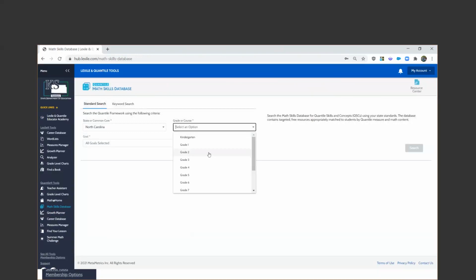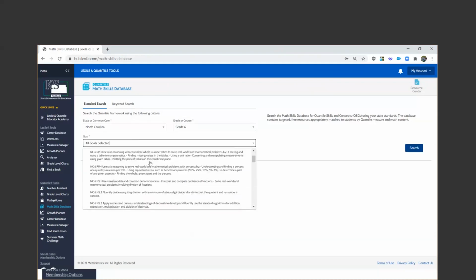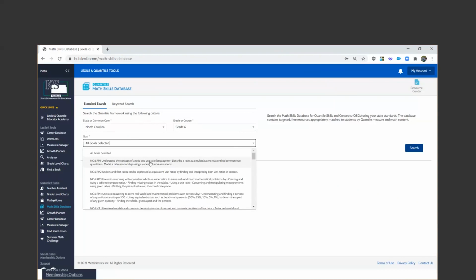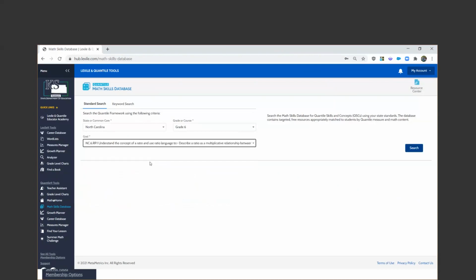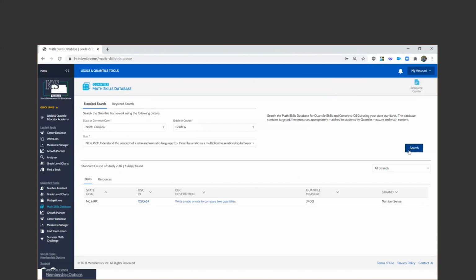So within the Math Skills database, you'll notice I first identify my state, in this case, North Carolina, and I identify a grade level. I'm going to stick with my son, who's in sixth grade, and we're going to explore different individual standards within North Carolina. And I'll just start with the very first one here, NC.6.RP.1. And so if that's my focus, if I want to explore resources and alignment to that particular standard in North Carolina's mathematics learning standards, all I need to do is identify that and click on search. And so what you'll see here is the standard reported.